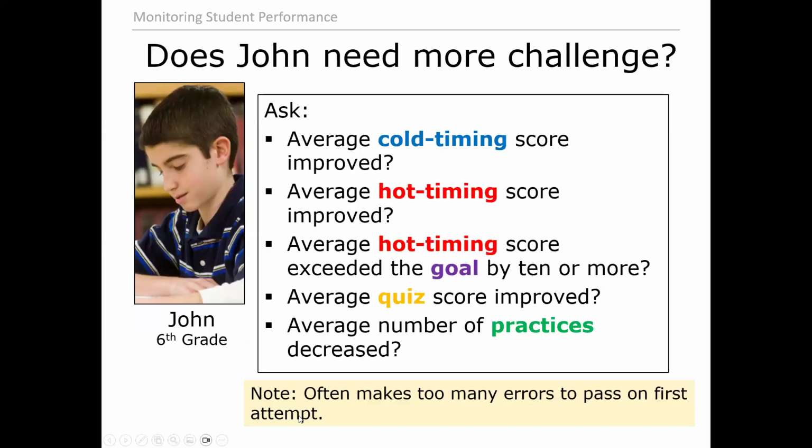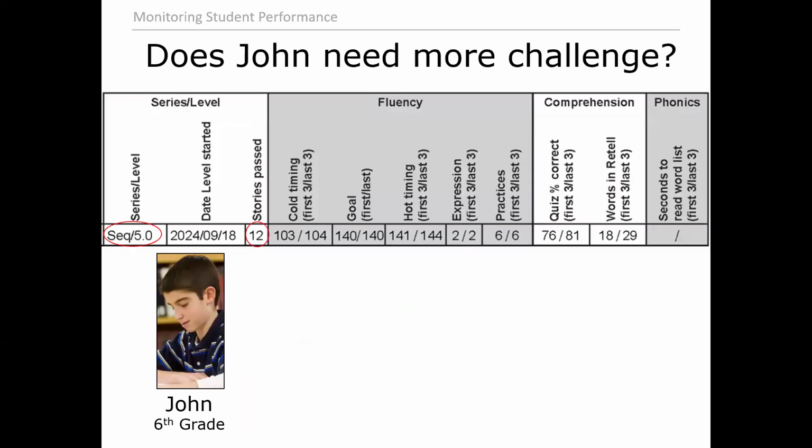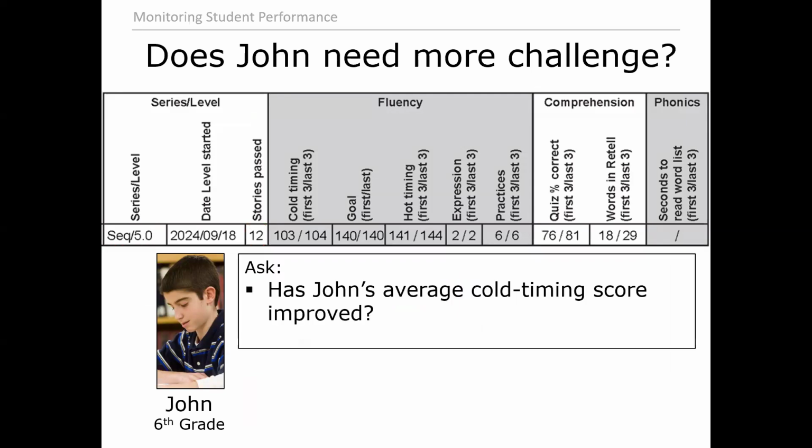Okay, let's take a look at John. John is a student that makes too many errors to pass on his first attempt. Okay, so when you have a student like that, you can take a look at this data, but can you make a change? Can you give a student more of a challenge if he's not able to be accurate on his past timing? I don't think so.